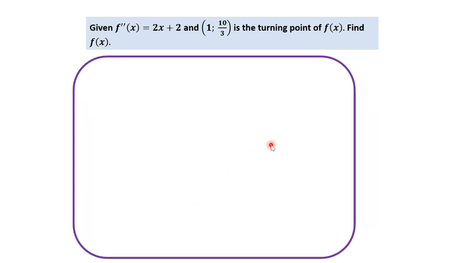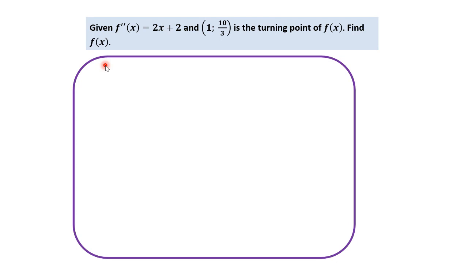All right, this is a wonderful question, because it's not so much a differentiation question or using derivatives, it's actually going backwards. So look here, you are given the second derivative 2x plus 2, and you have the point (1, 10/3) is a turning point of f of x, find f of x. Now if ever we want to go backwards, from the second derivative to the original function, we're going to find the antiderivative. And the antiderivative is integration.